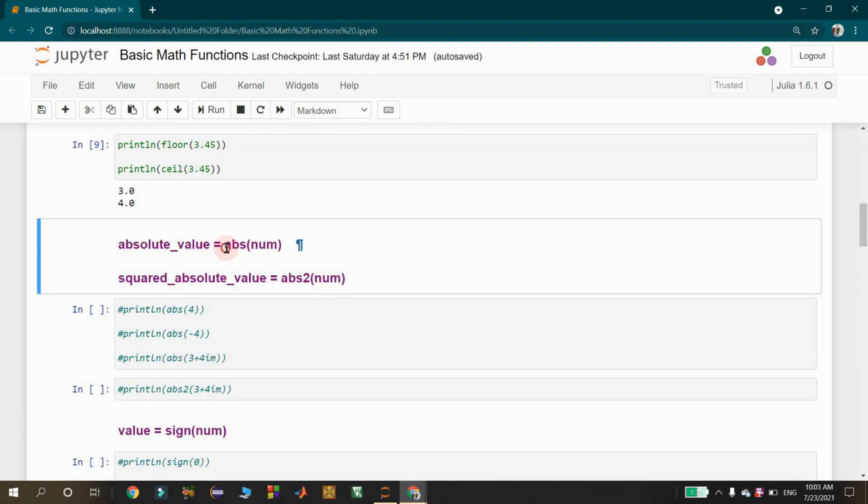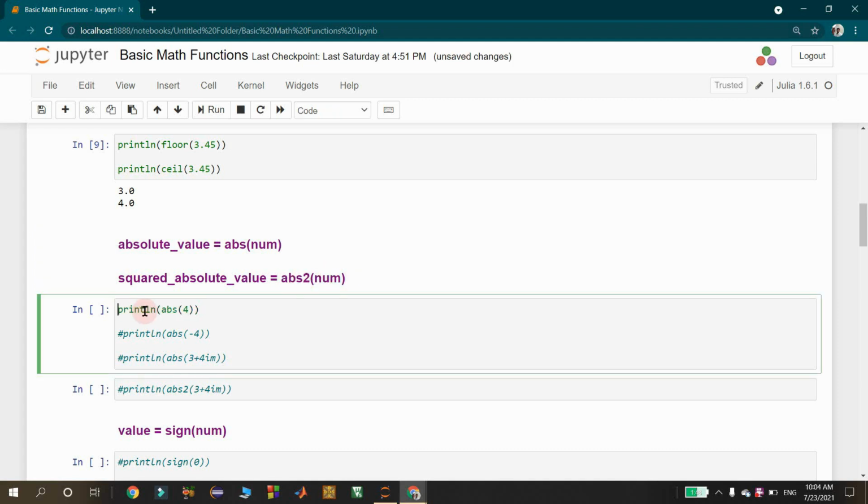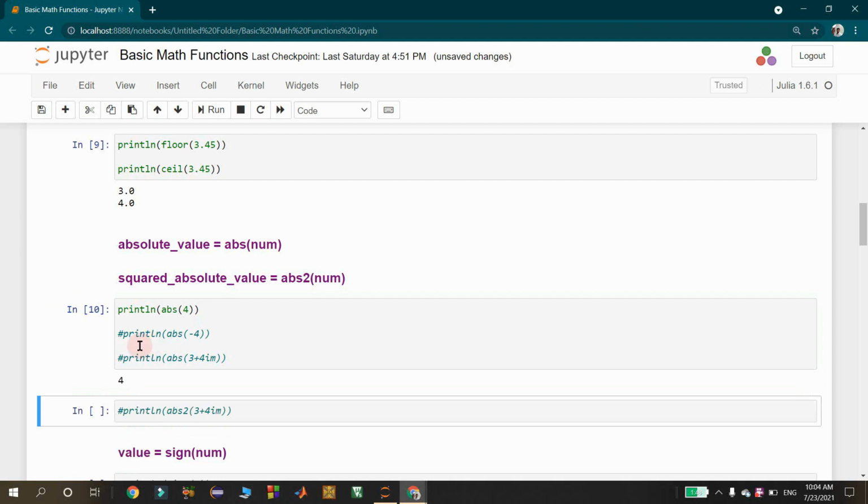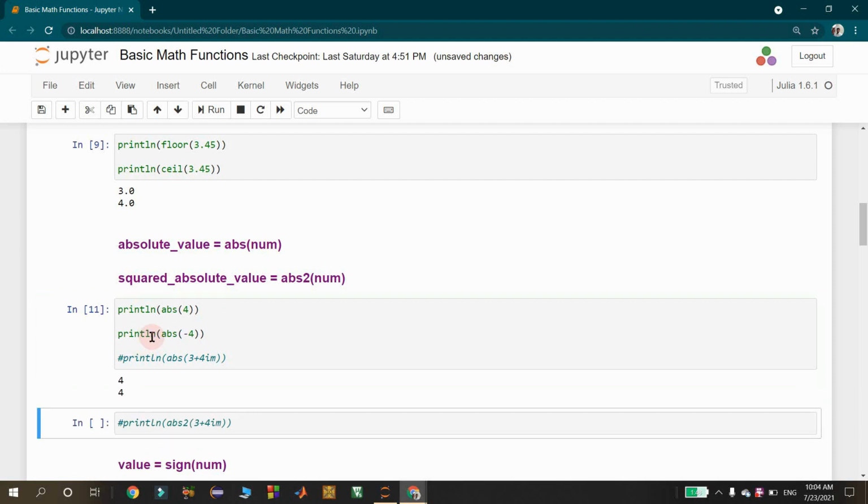Next I am considering abs and abs2. The abs function computes the absolute value of the given number and abs2 computes the squared absolute value of the given number. To find the absolute value I am considering some examples here. I am giving 4 as the input for the absolute function, then we will get 4 only. If I give a negative value to that absolute function, we will get the positive value. Here minus 4 becomes 4.